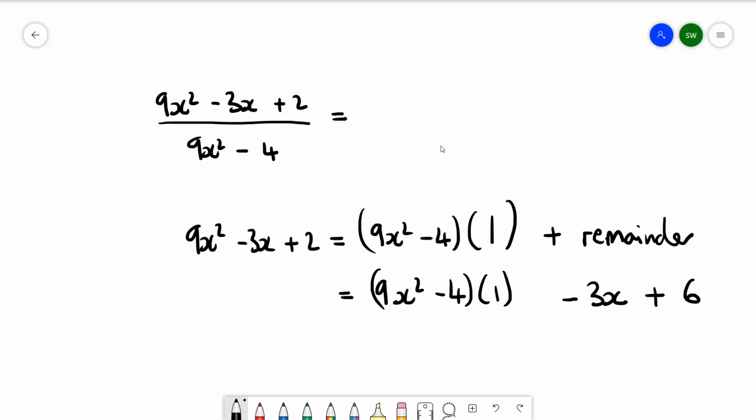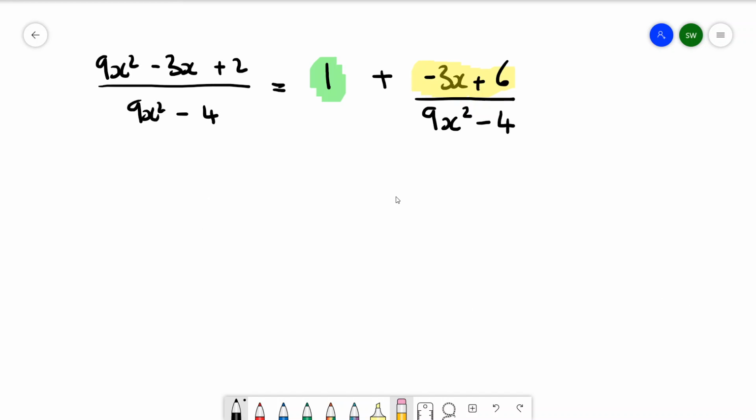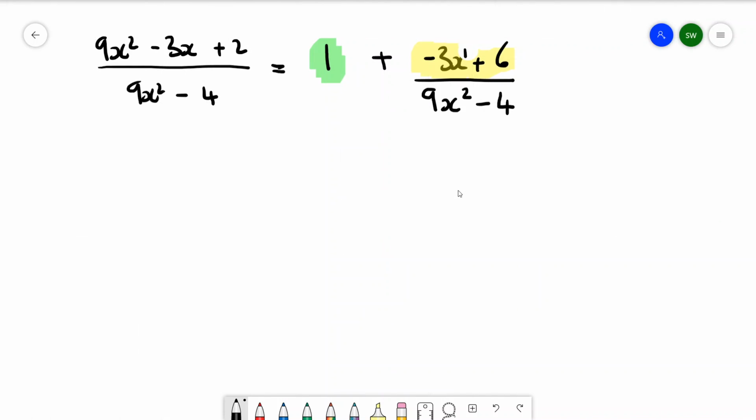So again, that means that we can write this fraction as 1 plus (-6x + 6) over (9x squared minus 4). So once we've done division, we've now got a proper fraction where the highest power on the numerator is 1 and the highest power on the denominator is 2. So we can now do partial fractions on this fraction here.